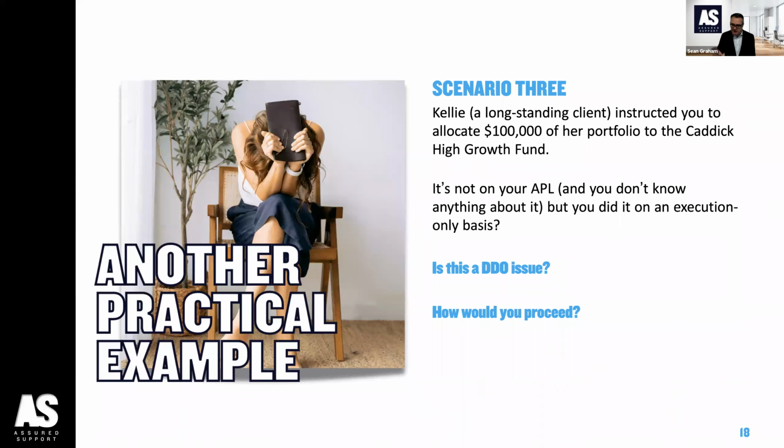So what that means is at a licensee level, I've got to have reasonable steps in place to make sure that I haven't distributed an inappropriate product to Kelly. And so this is where, when you're doing execution only, where you're doing general advice, your obligations are obviously greater than if you're providing personal advice, because I've got to put structures in place to make sure that happens.